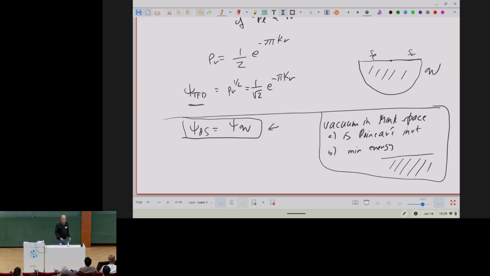I didn't think most of you would know that the path integral on a hemisphere gives a state that actually has the de Sitter symmetries. So I had to prove that.